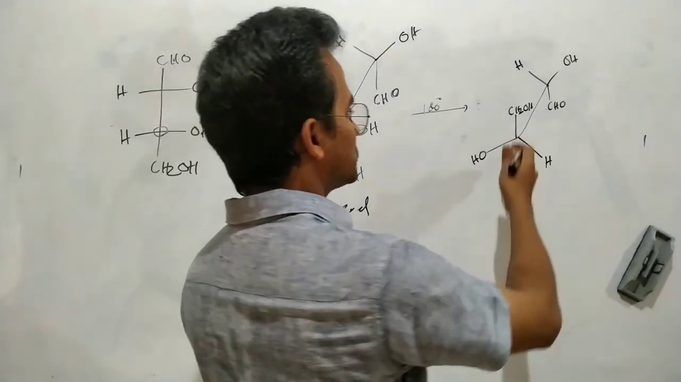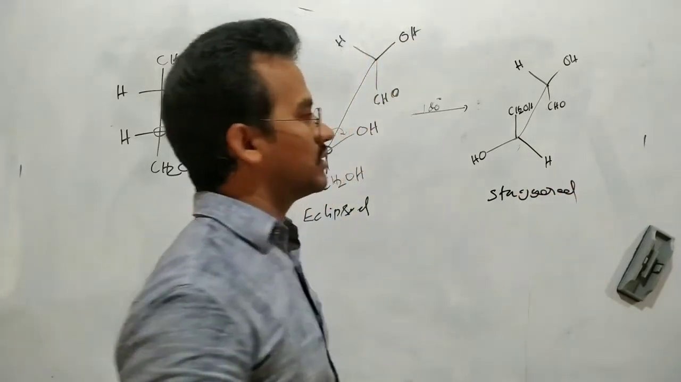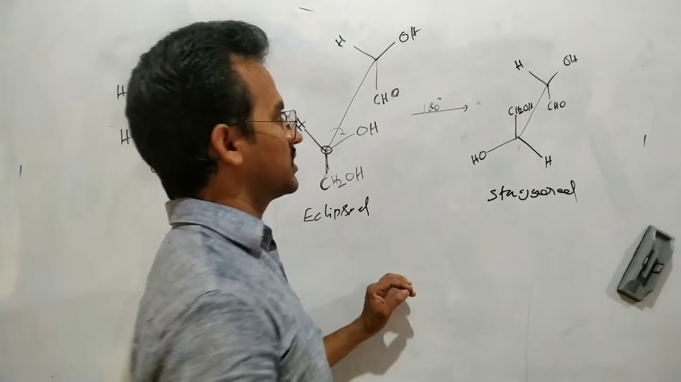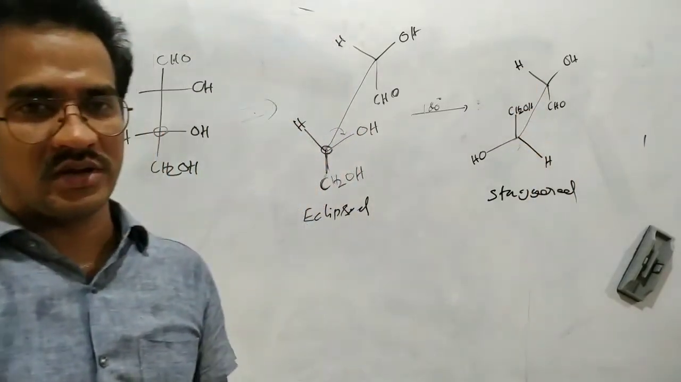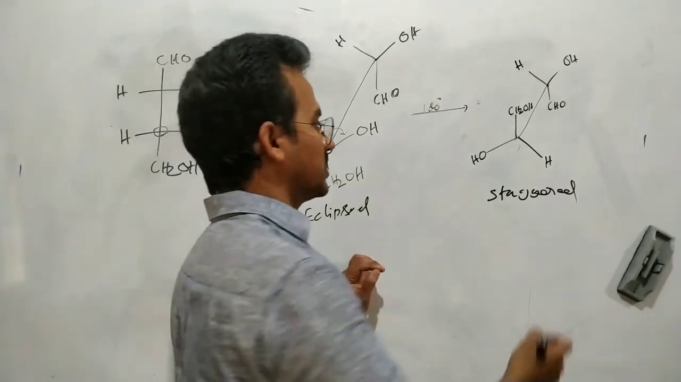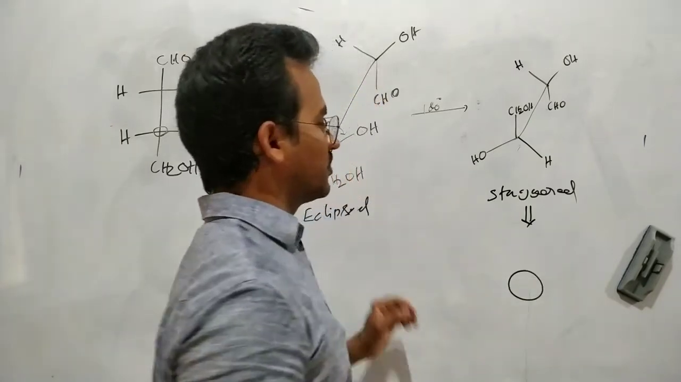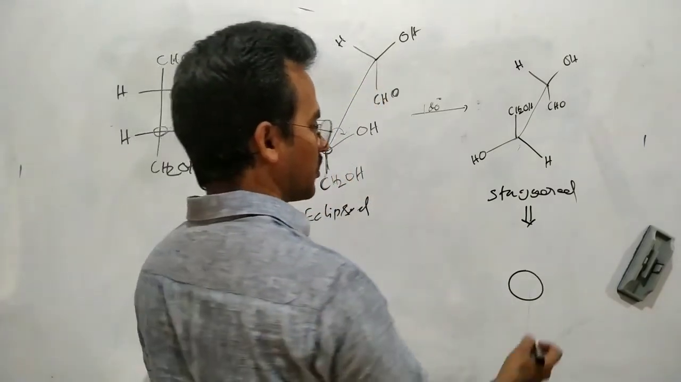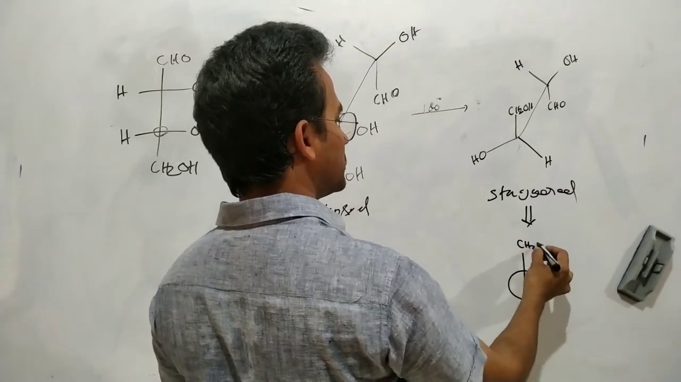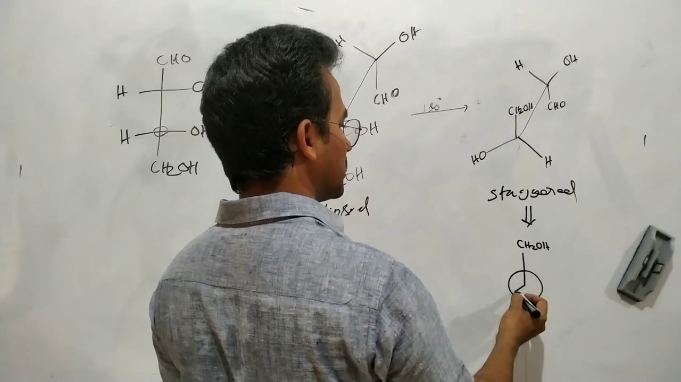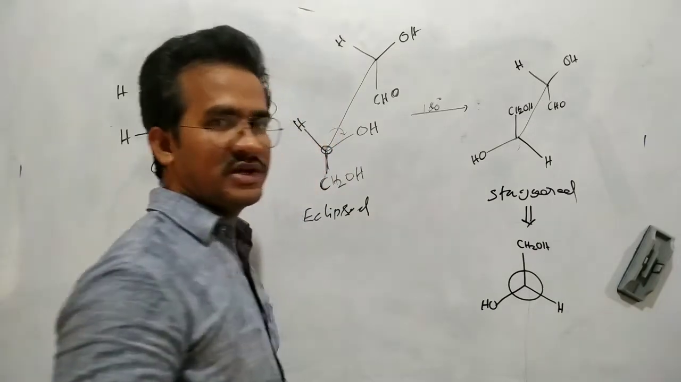So we can get it like this. Now this is a staggered conformation, or anti conformation, because here OH, hydrogen, hydrogen, these groups are exactly anti in angle. For this one we can write the Newman projection formula. In the Newman projection formula, the bottom chiral carbon must be written as the rear carbon.